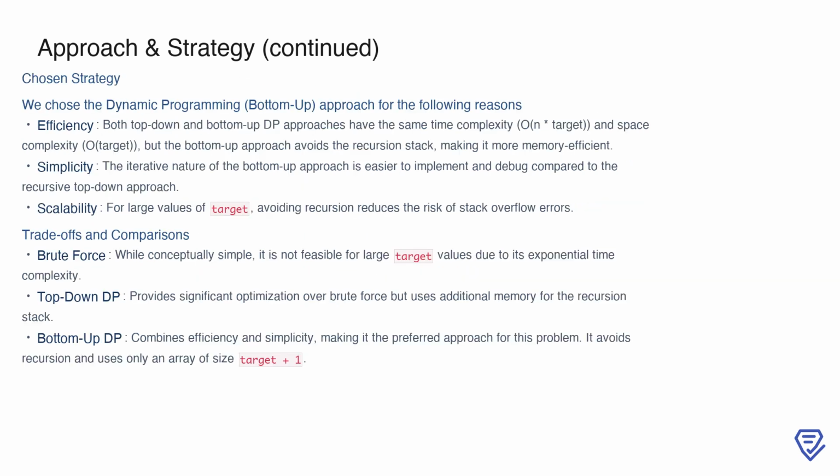Given the various approaches, we chose the bottom-up dynamic programming method as the preferred strategy for this problem. Both top-down and bottom-up dynamic programming approaches share the same time complexity of O(n * target), and space complexity of O(target). However, the bottom-up approach avoids the recursion stack, making it more memory efficient.